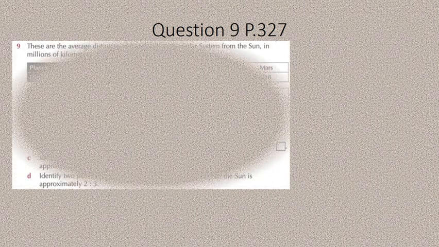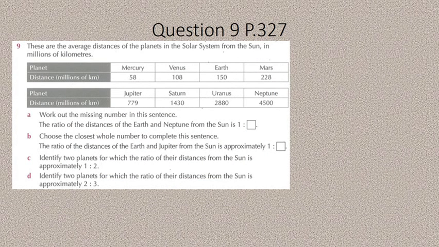In question number 9, here, these are the average distances of the planets in the solar system from the Sun in millions of kilometers. So he has here a table for planet and distance, with the millions of kilometers. So for example, Earth here is 150 million kilometers from the Sun. So let's read the questions here.